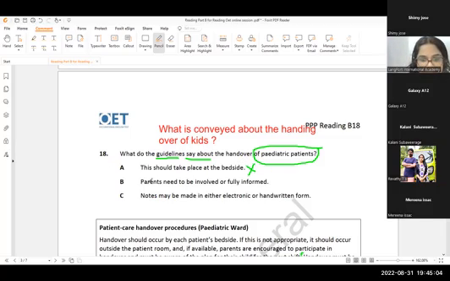Next option. Parent needs to be involved or fully informed. So you need to involve the parents, or you need to inform them of everything.